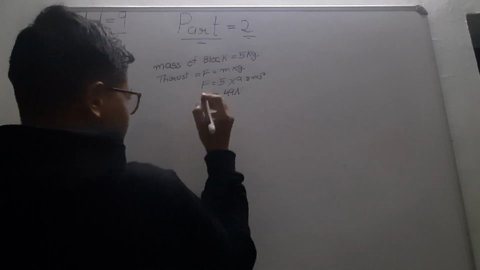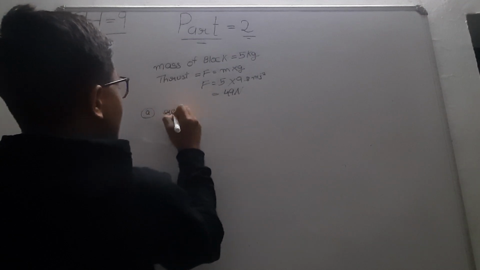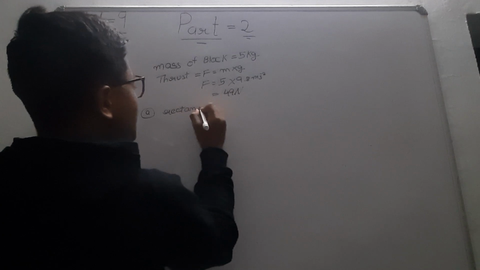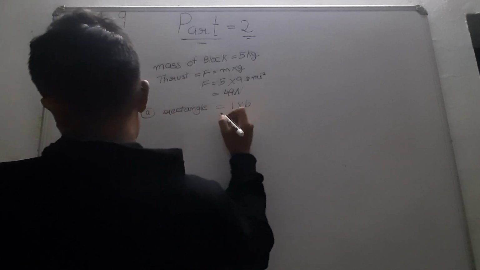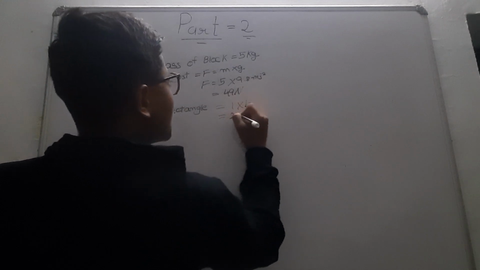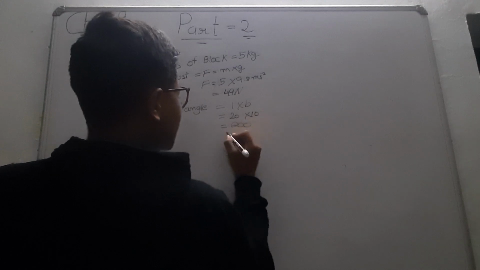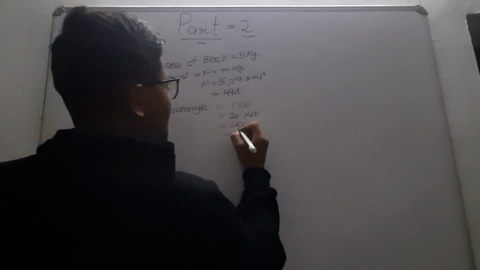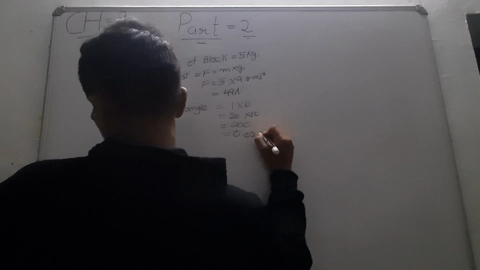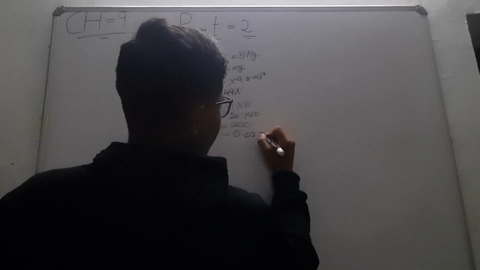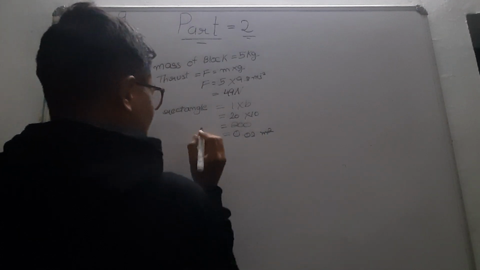So the area of the rectangle, I am writing only rectangle, is L into B. 20 into 10, both in centimeters, so 200 centimeter squared, and we have to convert to meters, so it is 0.02 meter squared. What is pressure?